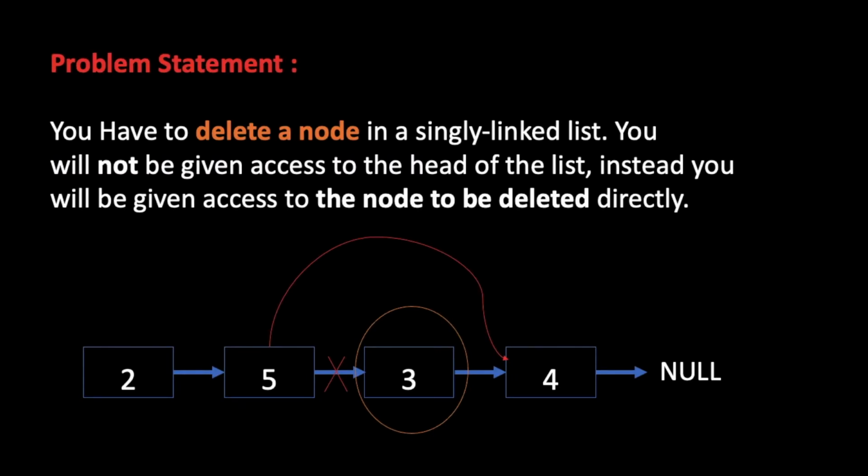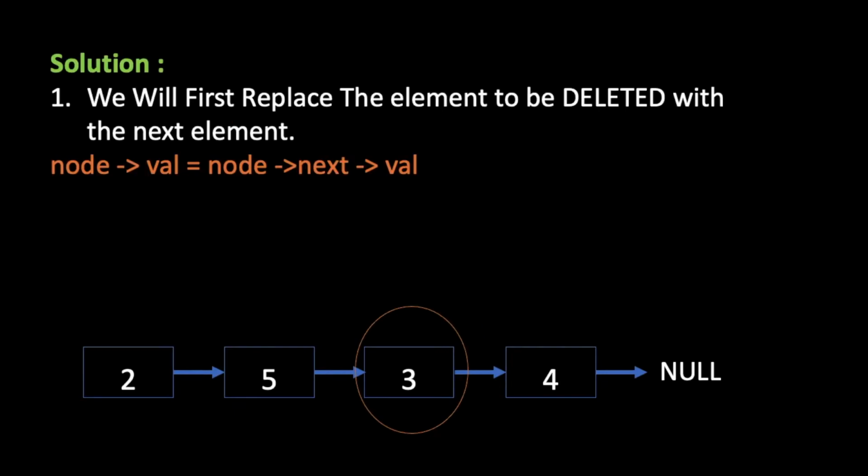So let's look at the solution for this problem. One for the solution would be we will first replace the element to be deleted with the next element. So for example, if we want to delete the third element, we would replace the third element with the next element. So 3 would be replaced by 4 in this case.